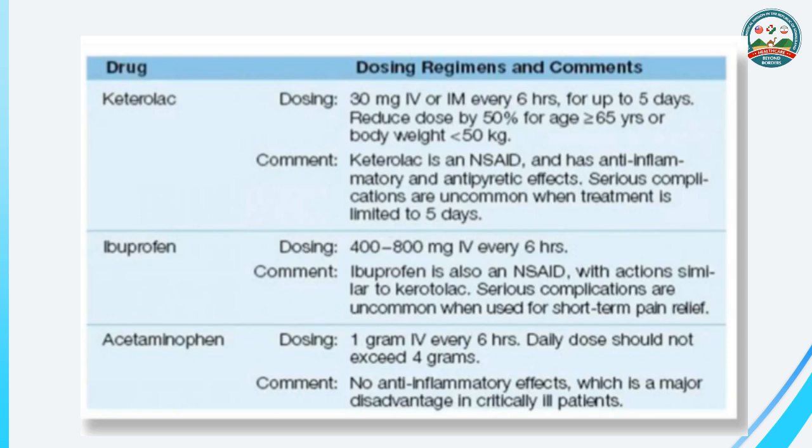Ibuprofen is another NSAID with similar properties. It's given 400 to 800 milligrams intravenously every 6 hours. When used short-term, serious complications are uncommon. Finally, acetaminophen, also known as paracetamol, is given 1 gram intravenously every 6 hours, but the total daily dose should not exceed 4 grams. It does not have anti-inflammatory effects, which makes it less effective for inflammation-related pain, but it's generally safe for most ICU patients.